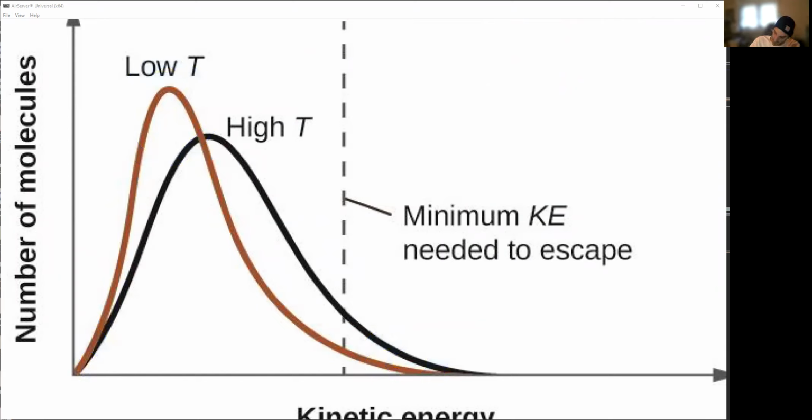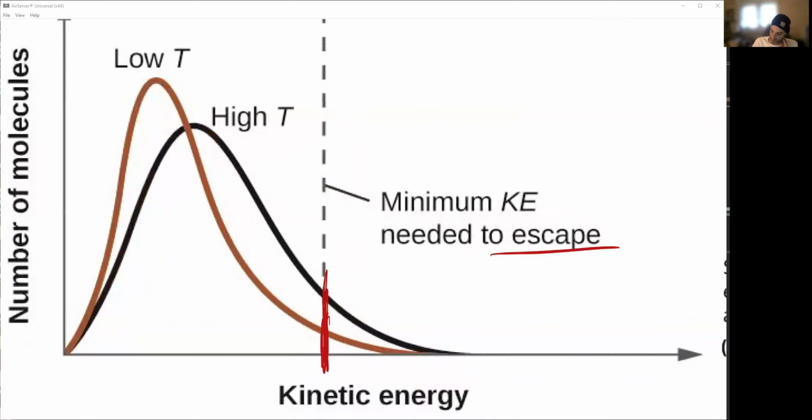The ones that are beyond this minimum kinetic energy point can all escape into the atmosphere, can escape into the gaseous phase. So if we look at the proportion of molecules that can get into the gas phase at low temperature versus the proportion that can at high temperature, it makes sense that we have a higher vapor pressure, because you have more of them getting into the gaseous state.